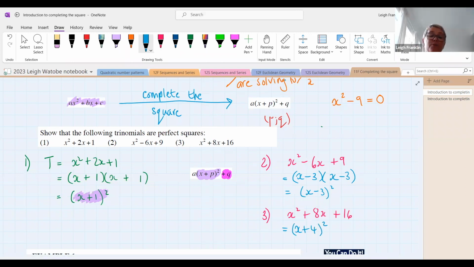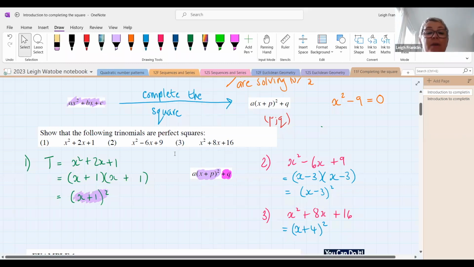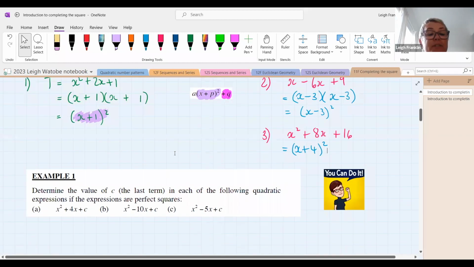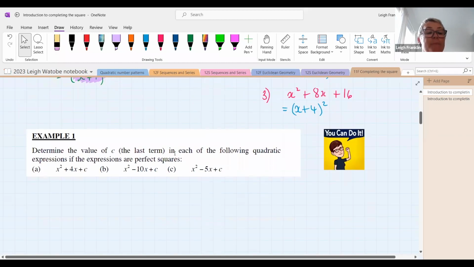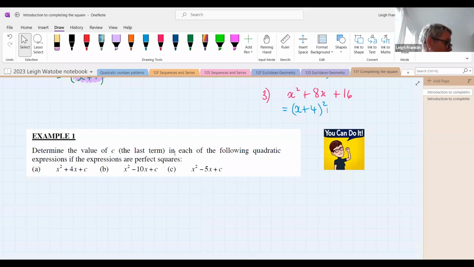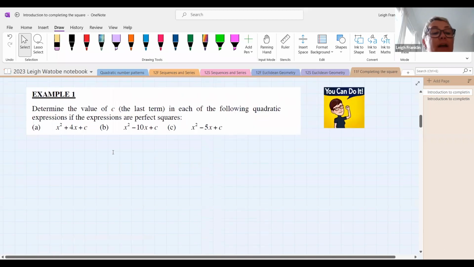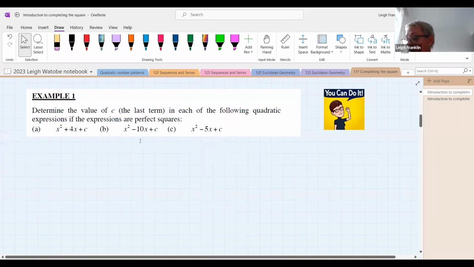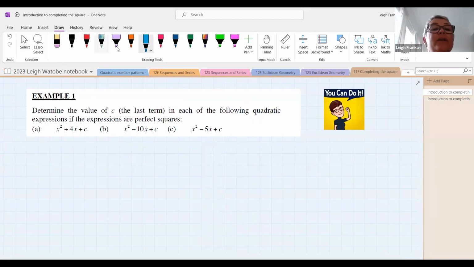All right, so the first bit is very easy because what we have to do is factorize a perfect square trinomial. So let me go through the rest of the technique with you. Actually, before we get started on that, I just want to show you how we would determine what the last term is going to be. So in the first example here, we want to work out what the value of c is. Right, so let me show you what we need to do.